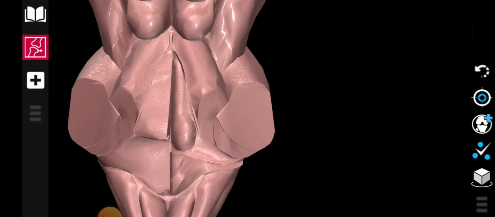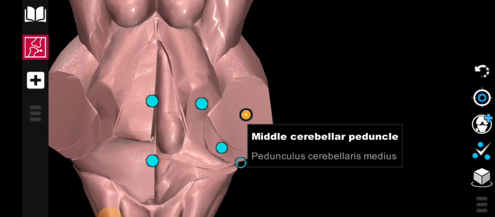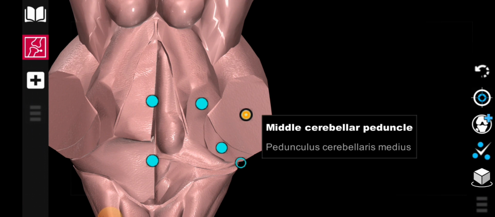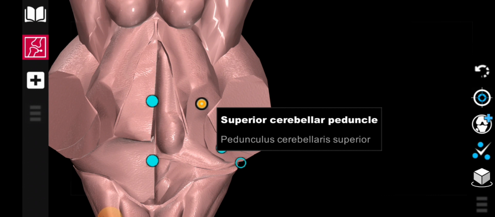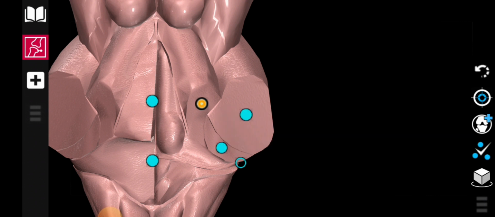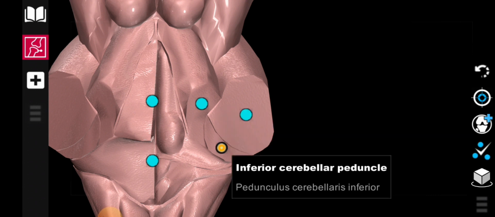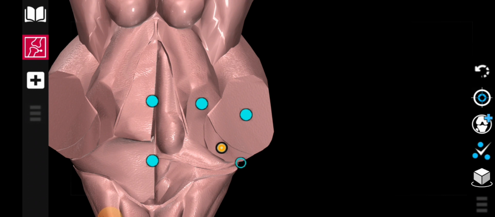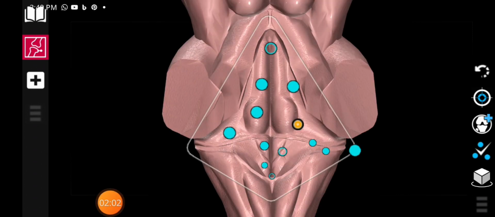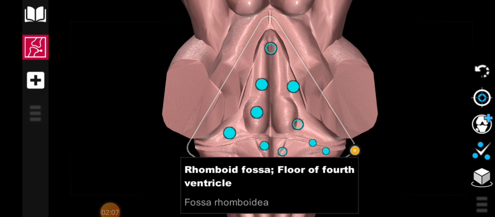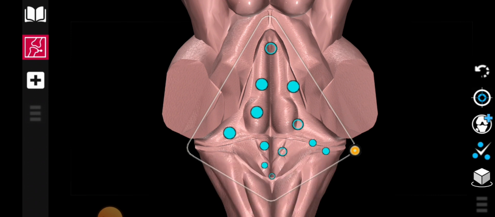An important thing is that if we study the pons, the main peduncle is the middle one, but we can see on its upper transverse section a little portion of the superior peduncle as well, and on the inferior transverse section we will observe the inferior cerebellar peduncle as well, right? Now see, the velum has been removed, and we can see this rhomboid shaped fossa, that is the floor of the fourth ventricle, right?